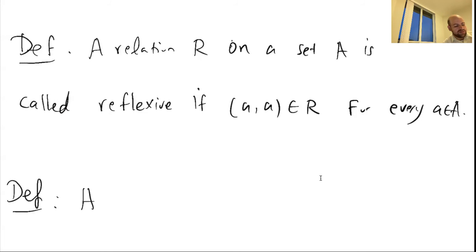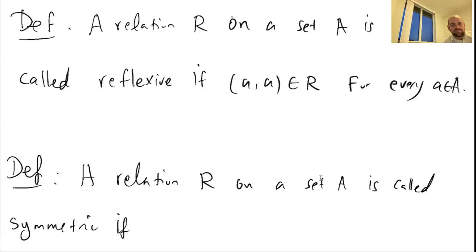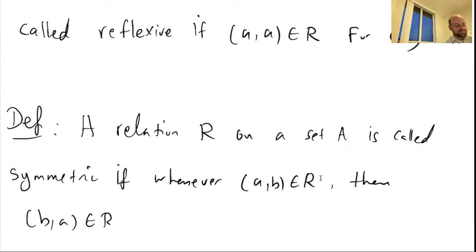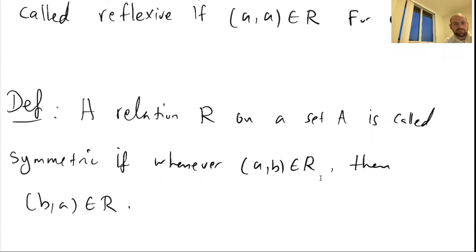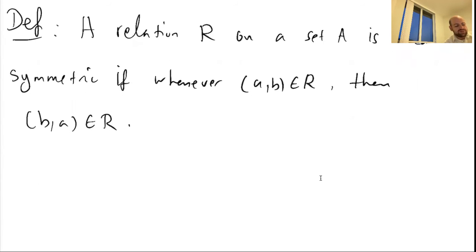The next definition: a relation R on a set A is called symmetric if whenever (A, B) belongs to R, then (B, A) also belongs to R. So when we say symmetric, if (A, B) belongs to R, it implies that (B, A) also belongs to R. (A, B) belongs to R must imply (B, A) belongs to R. Then we call the relation symmetric.